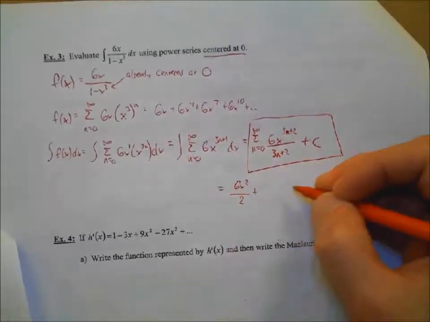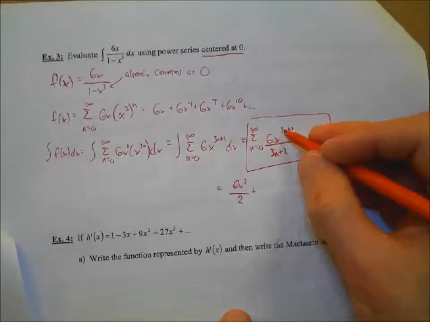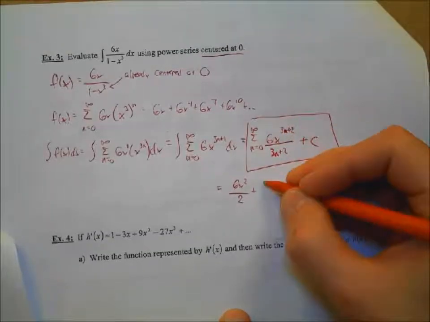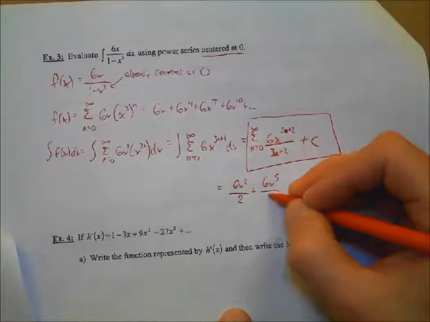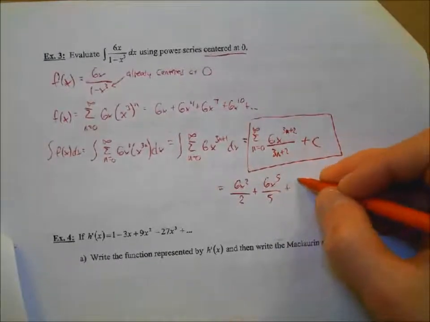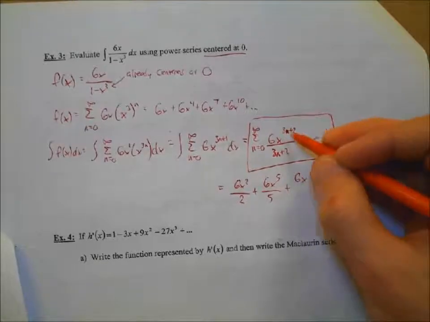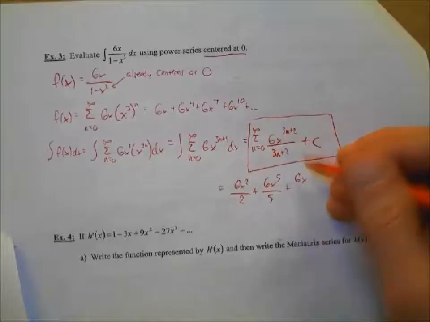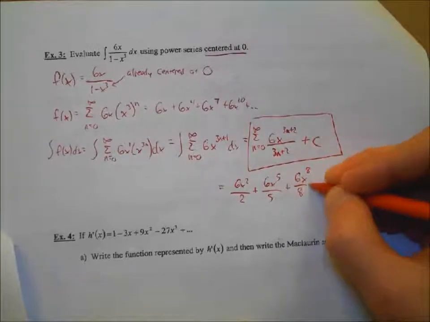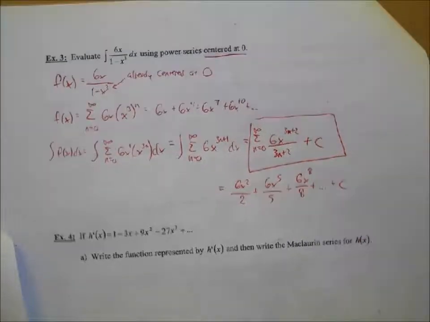Then the next term, which will be n equals 1, 3 times 1 is 3 plus 2 is 5, so it'll be 6x to the 5th over 5 again there. And then let's do it for n equals 2. 2 times 3 is 6 plus 2 is 8, so 6x to the 8 over 8, plus dot, dot, dot, you get the idea here, plus c.